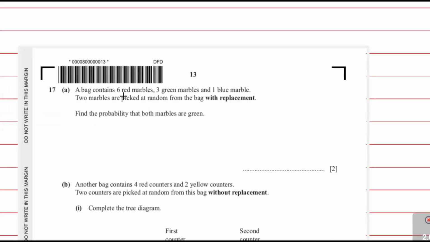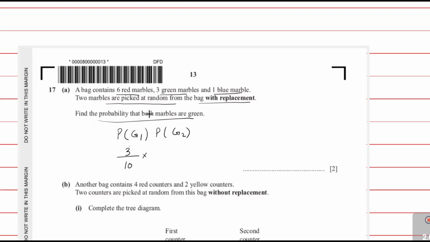Question 17. A bag contains 6 red marbles, 3 green marbles, and 1 blue marble. The marbles are picked at random from the bag with replacement. Find the probability both marbles are green. The probability of both marbles being green equals the probability of the first green marble, then the probability of the second green marble. The probability of a green marble equals the total number of green marbles divided by the total marbles. Total marbles here are 10, so 3 over 10 is the probability of the first green marble.